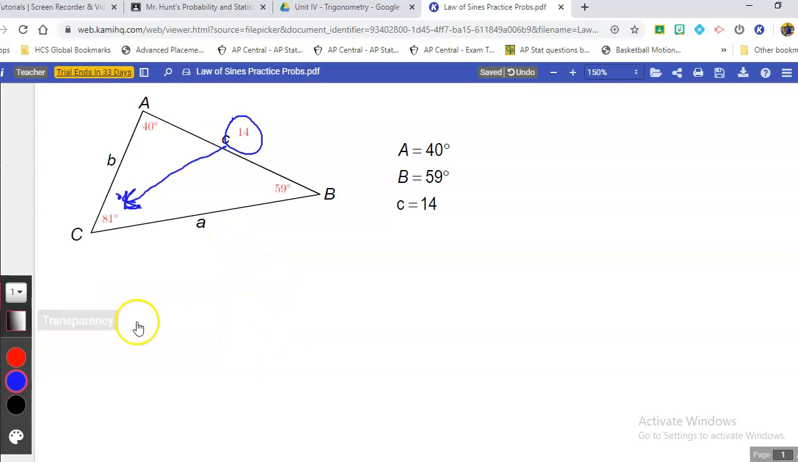So in doing that, I've set up a relationship now that I can use, and that is that the sine of 81 over 14 is going to be equal to the sine of any other angle over its side. So I'll start with this angle A, since it's usually the smallest angle we want to start with. We usually like to work with the smallest angles first and then go from there.